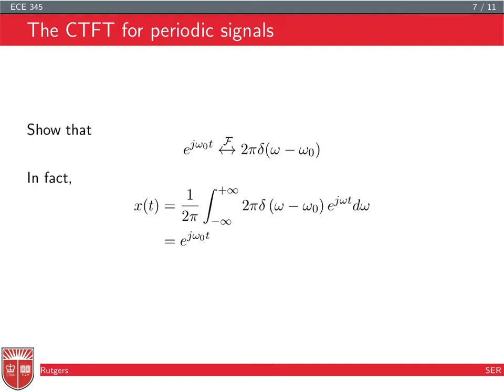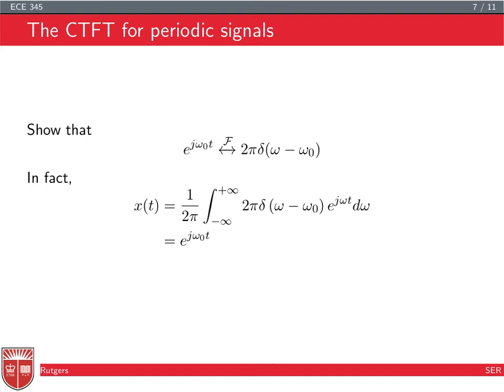Here it's easier to double check that the result is true by using the formula of the inverse CTFT. So we check that the inverse CTFT of 2 pi delta of omega minus omega 0 is actually x of t, which is 1 over 2 pi times the integral of 2 pi delta of omega minus omega 0, times e to the j omega t d omega. The 2 pi is going to cancel the 2 pi here, and this integral is going to be equal to e to the j omega 0 t, which gives us the result.